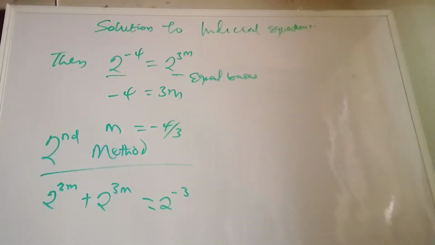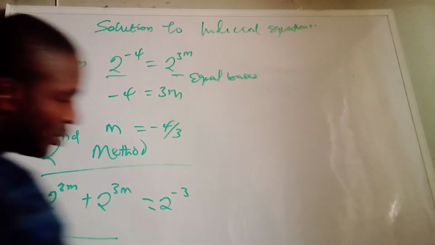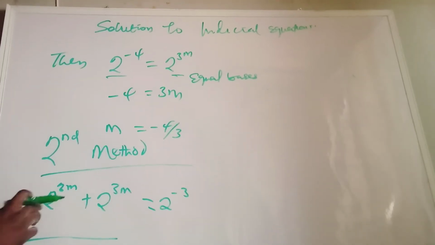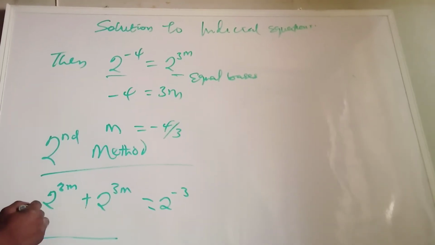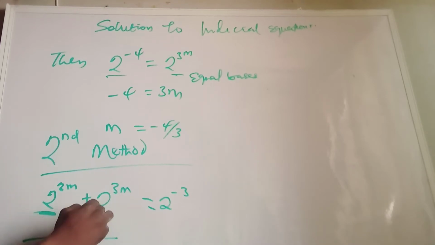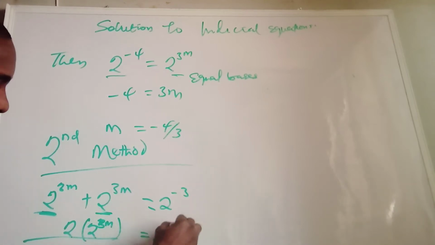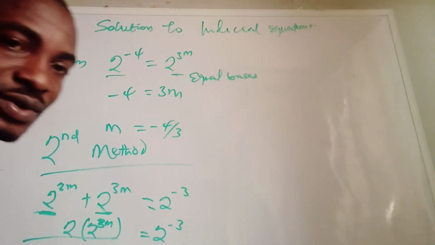It's actually going to give us the same thing. Wow. When we have it like this, how do we approach it? One of the ways of approaching this is that we can view this as 1 times 2 raised to power m, another 1 times 2 raised to power m, making 2 times 2 raised to power m. So I can write it like this: 2 raised to power 3m is equal to 2 raised to power minus 3.